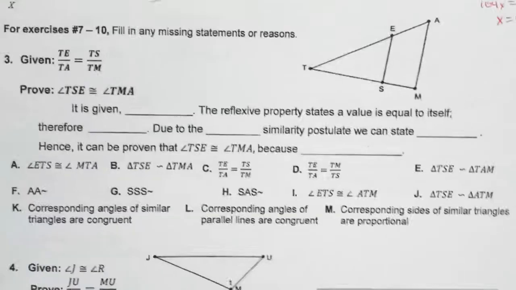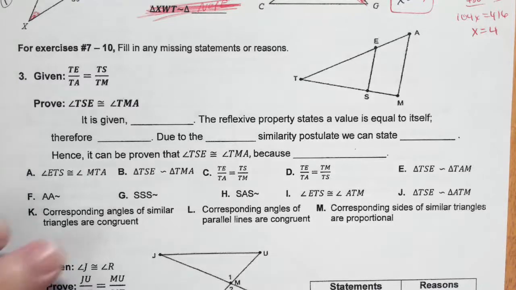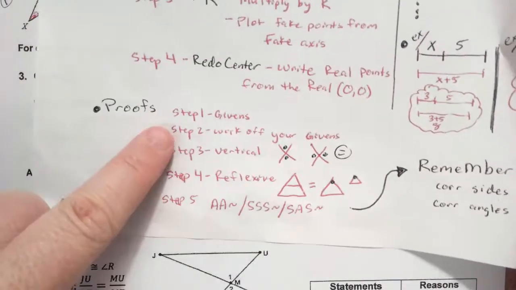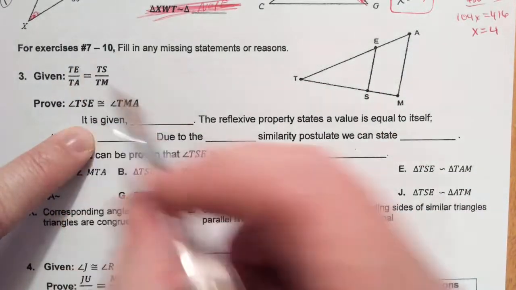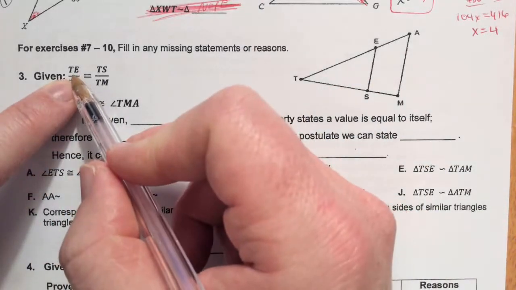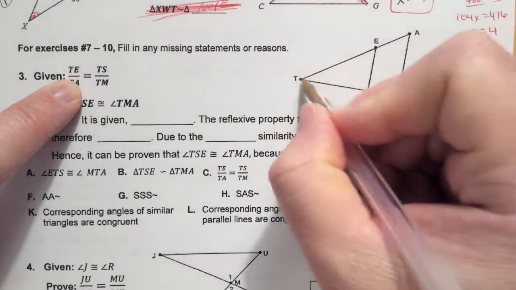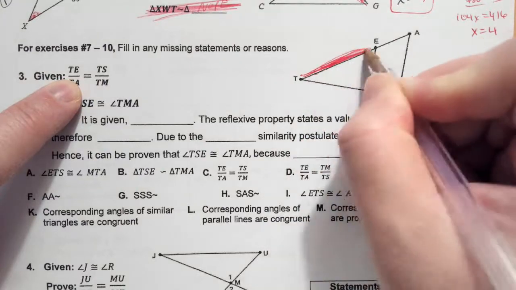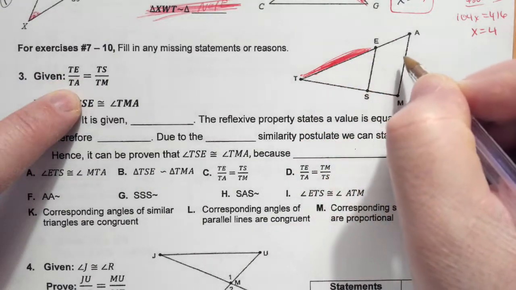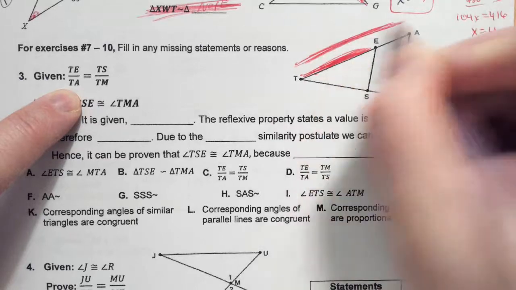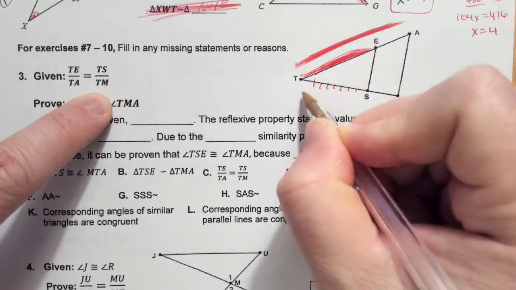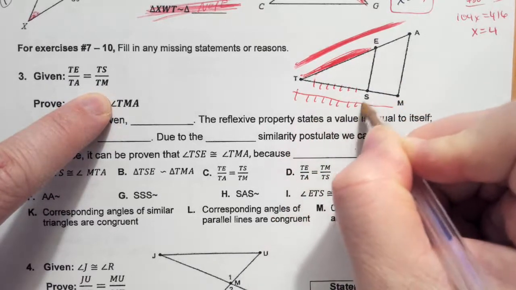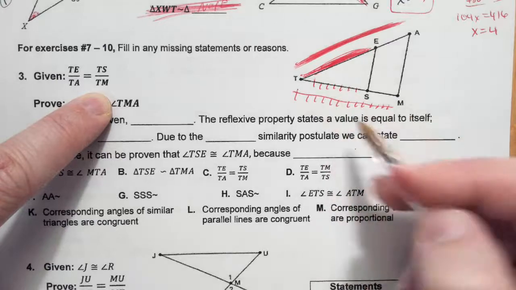All right, number 3. Just breezing right along here. Okay, so on this problem, remember we have to do our givens first. If you look at page 1, we have to do our givens first. So it is given that TE compares with TA, and TS compares with TM. Right? So that's kind of how we've been doing it.